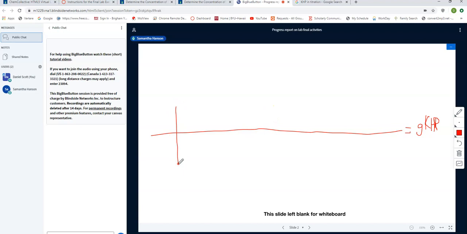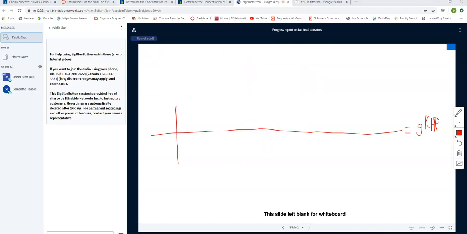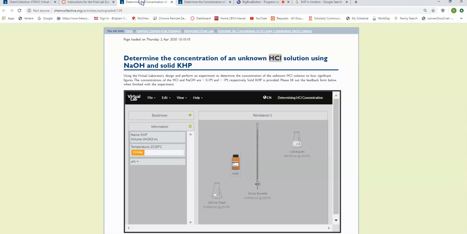Start with grams of NaOH. Do we know that? Okay. Well, our NaOH is a solution. True. It is. That's right. So let's see. Have you opened up one of these for yourself? Can you see my screen now?